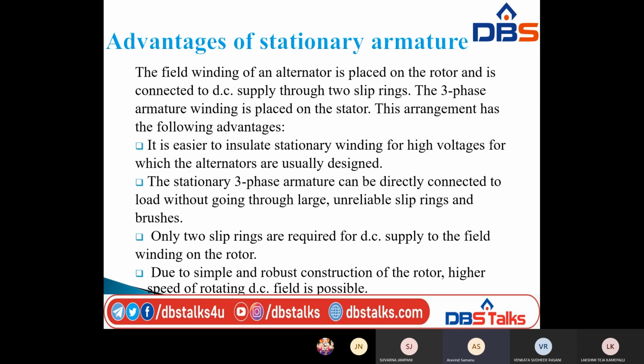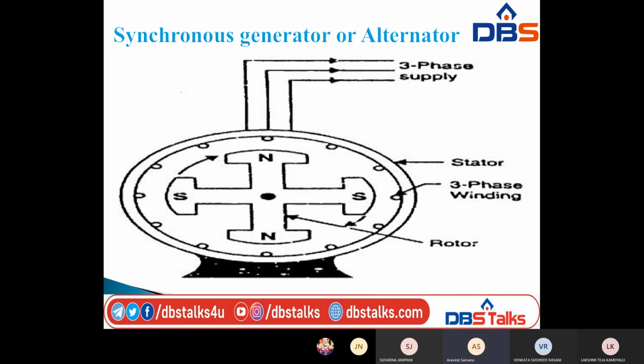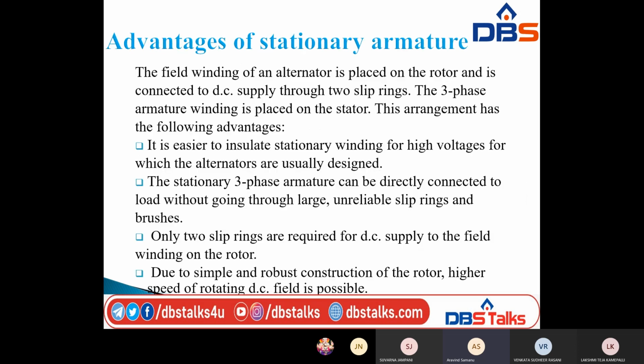The advantage of that stationary armature is that the field winding of the alternator is placed on the rotor. Whenever the armature winding is placed on the stator, the field winding of the alternator is placed on the rotor and is connected to the DC supply through two slip rings. The rotor end is connected to the DC supply through the two slip rings, while the three-phase armature winding is on the stator.